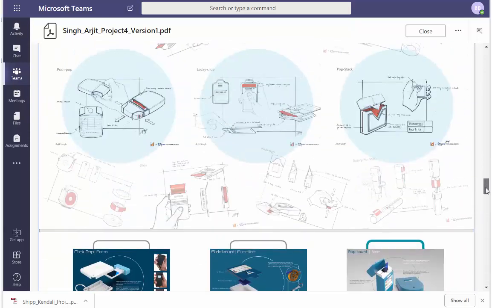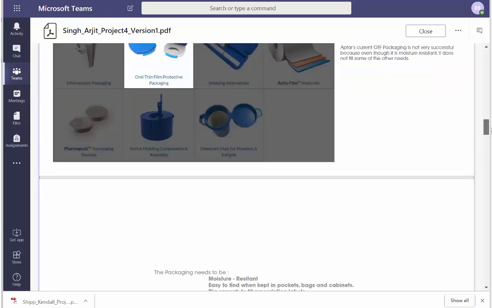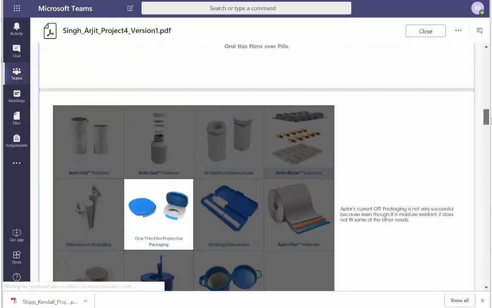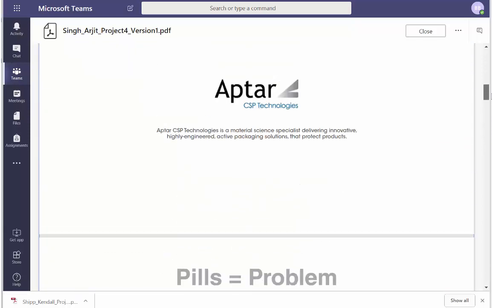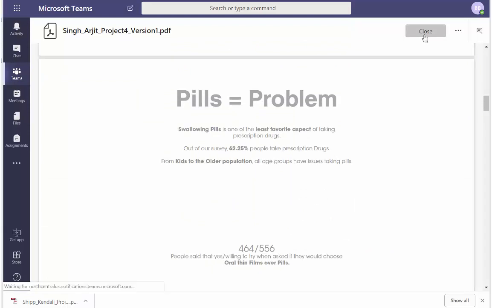So less is more with the projects. Do a bit better job explaining the challenges of oral thin film, and then your competition really is pills.